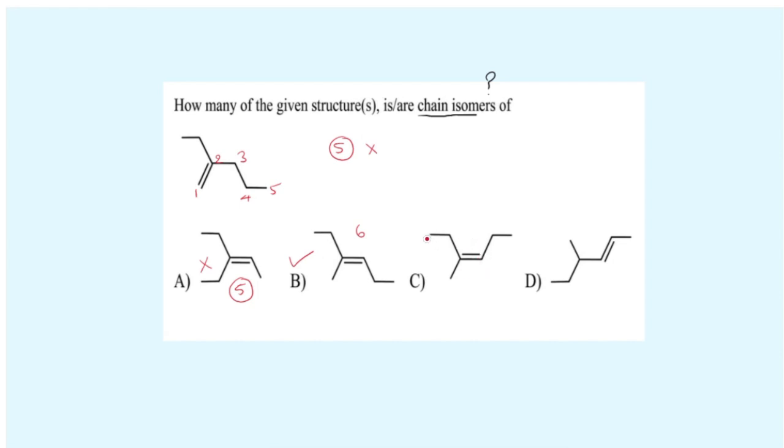Let's count for this molecule. 1, 2, 3, 4, 5, 6. Yes, this is also correct. In fact, if you observe carefully, these two molecules are geometrical isomers. Now, let's check for the last molecule. 1, 2, 3, 4, 5, 6. So, this also has 6 carbon. If you count this way, 1, 2, 3, 4, 5, that is not correct. You have to choose the longest chain. All these 3 molecules are chain isomers of the molecule given here. And of course, for A molecule also, B, C, D are chain isomers. So, the correct options are B, C, and D.